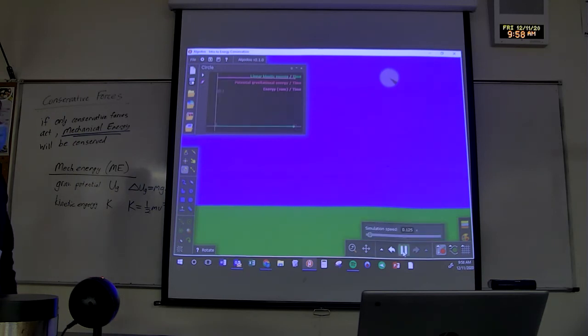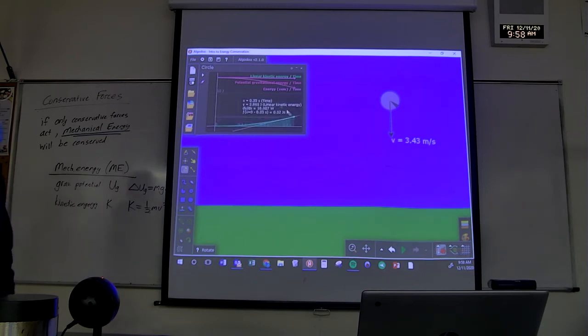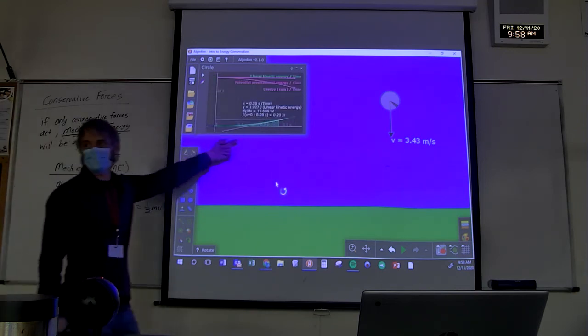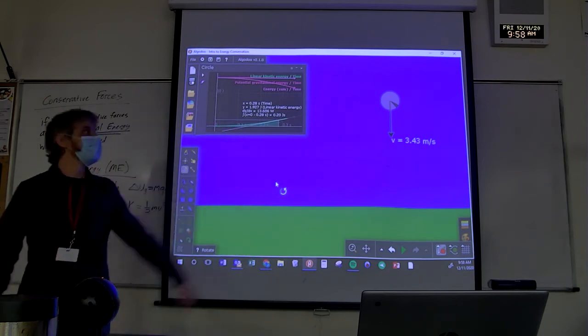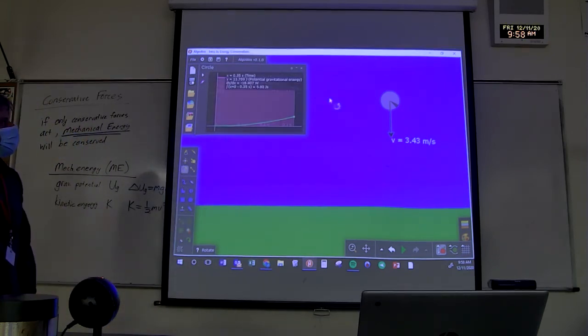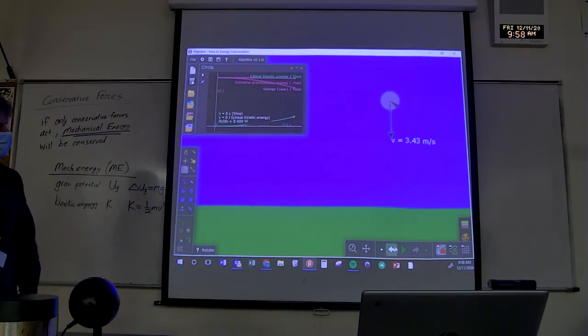And so as we see, the kinetic energy is this green one, which is increasing with time. This bottom pink one is the potential energy, which is decreasing symmetrically with the kinetic energy. And then the total energy is this line at the top, which stays completely horizontal for the whole motion.